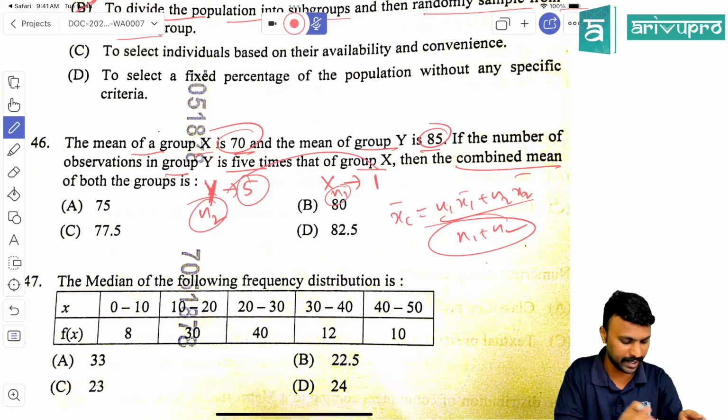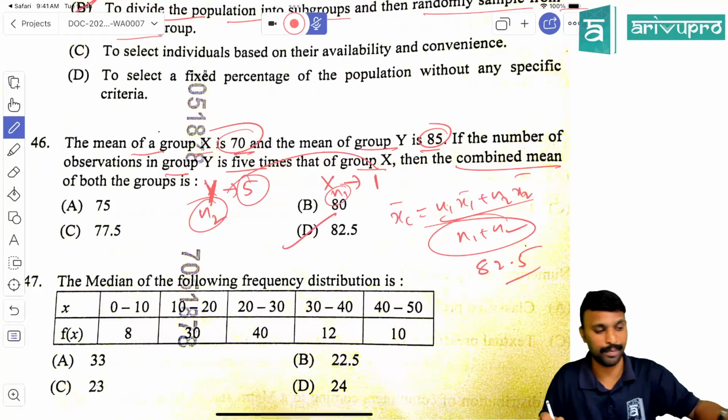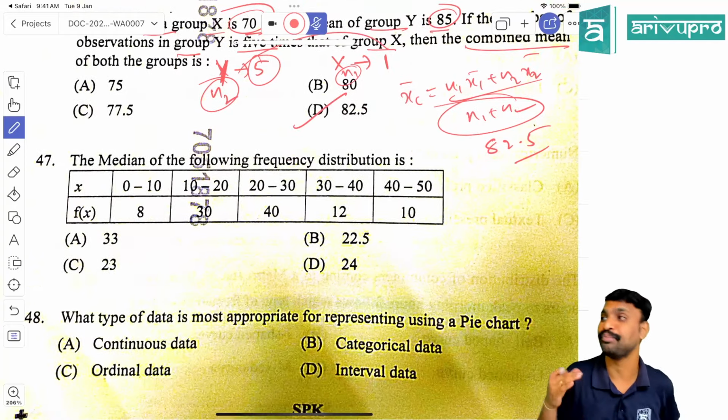5 plus 1 is 6. And the result is 82.5. This is the combined mean. Option D is the answer.